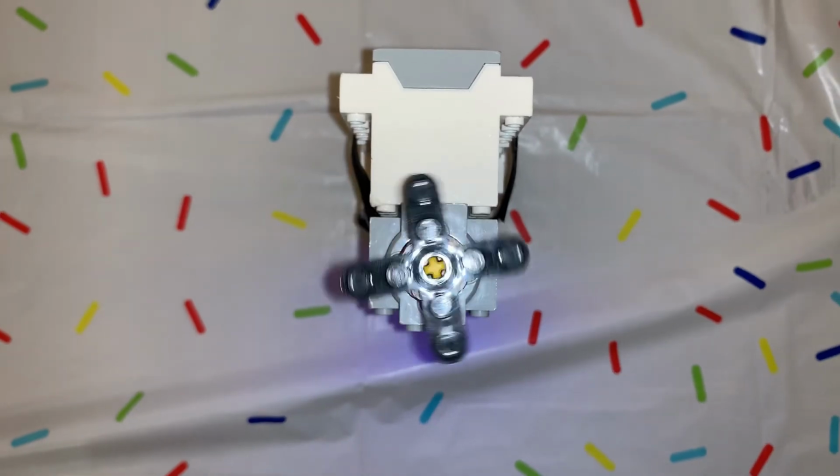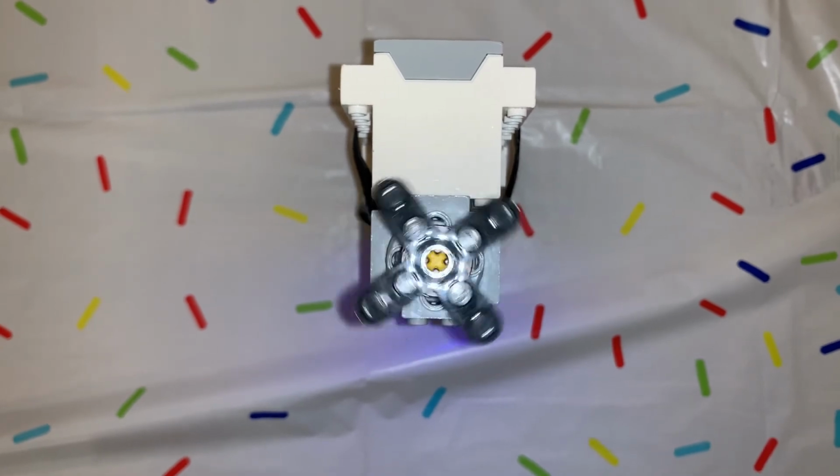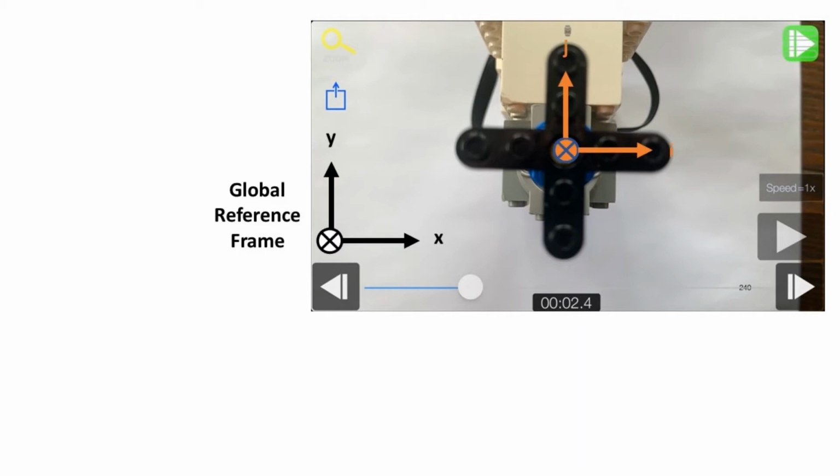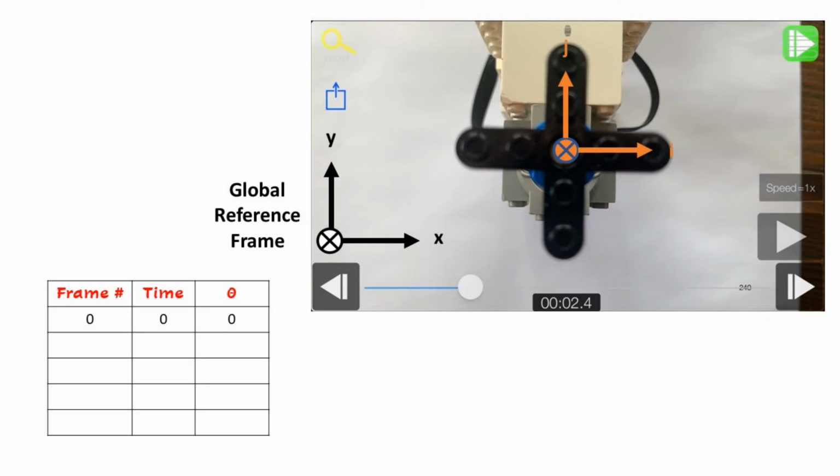Here, let's look at this example. I can open this up in a program that will let me look frame by frame, establish my global reference frame and my local reference frame, and since I know the frame rate is 240 frames per second, I can count frames to establish the time. So now all I need to do is track my angular position from frame to frame. Let's keep track of it with this handy little table.